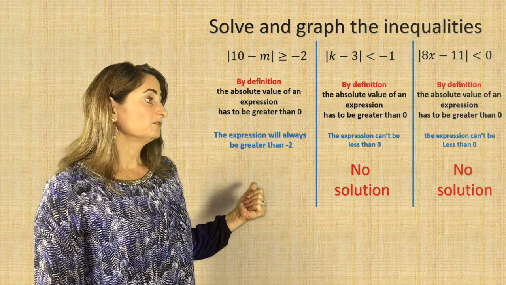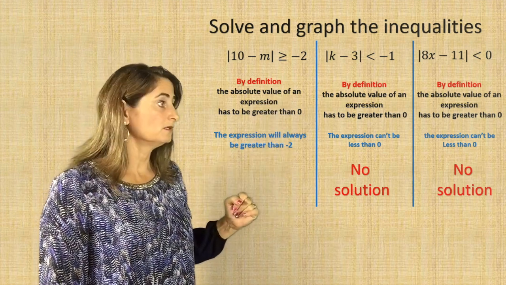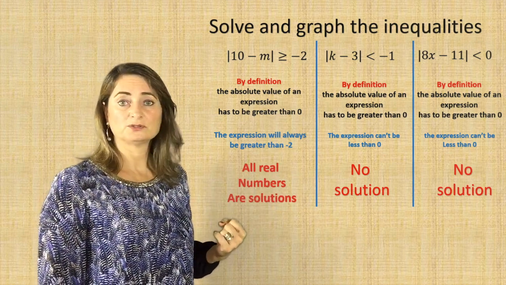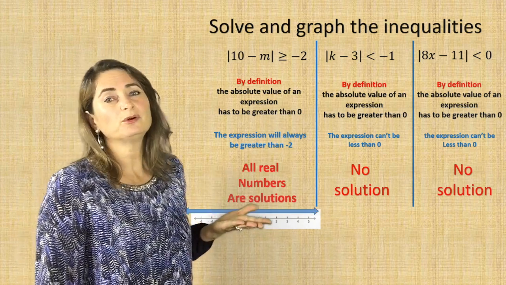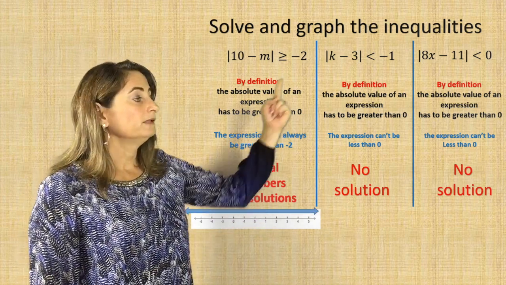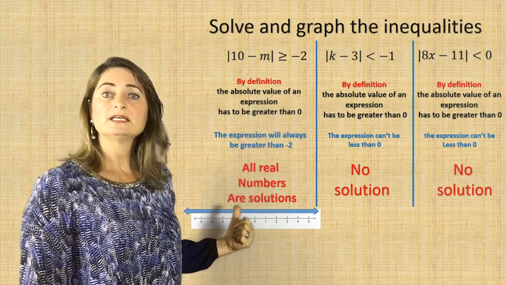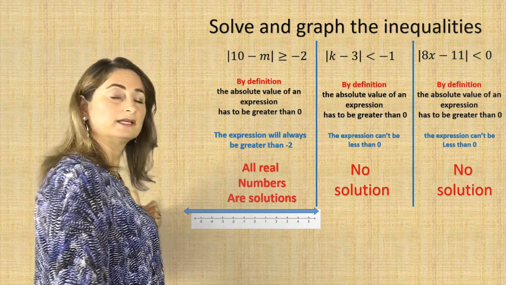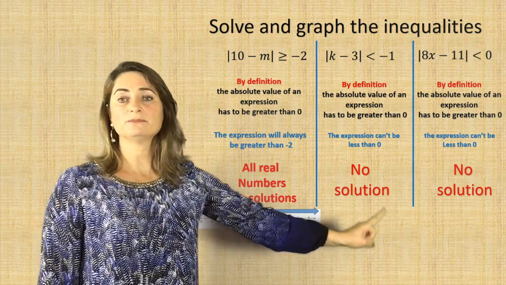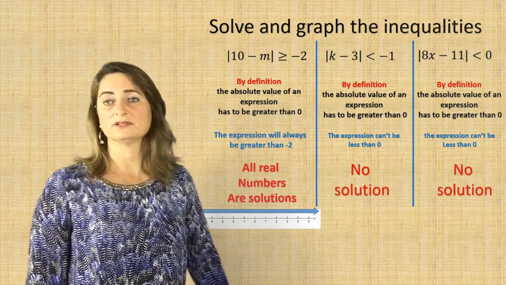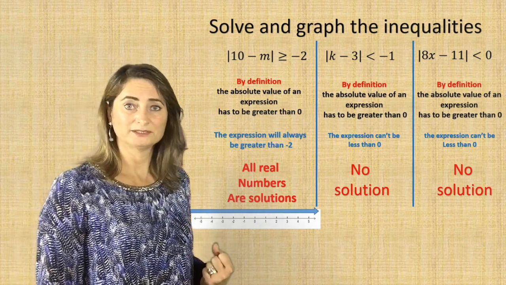By definition, the absolute value of an expression has to be greater than or equal to 0. And yes, there will be some numbers greater than 0. So all real numbers are a solution. I can graph this and put all real numbers. So why did we put all real numbers? If you think about -2, here's -2 on a number line. Same as -3, -4, -5 to -infinity, has the same distance to 0 as +1, +2, +3 to +infinity. Therefore, all real numbers are a solution to this inequality.